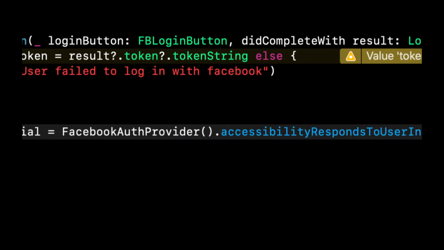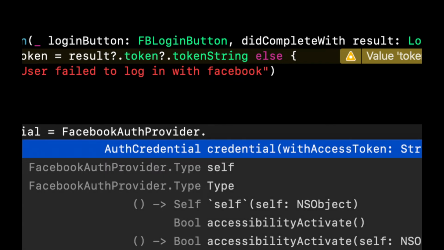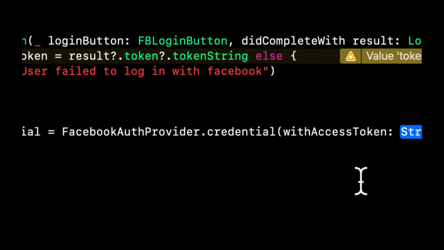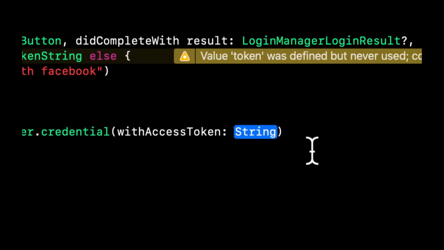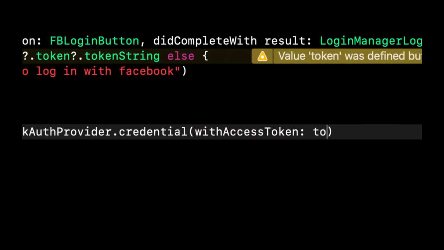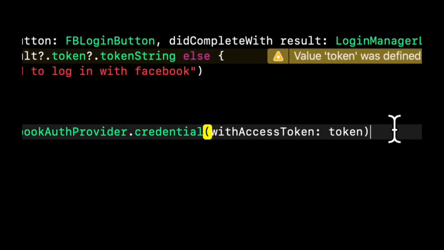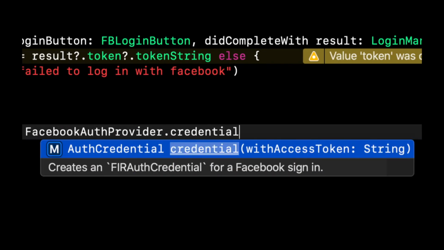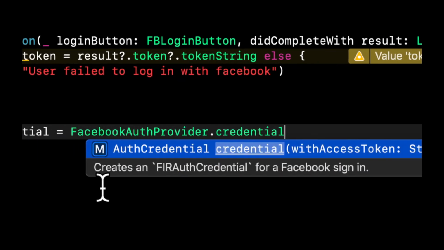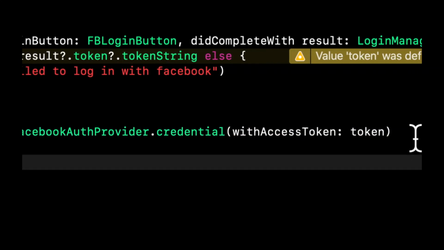And we want a credential. So Facebook auth provider, and we want a credential with an access token, and it wants the access token as a string here. And in our guard let, we unwrapped that string into token. And let me just make sure this doesn't return optional. So if we start typing this again, this will return an auth credential, which looks correct, non-optional.